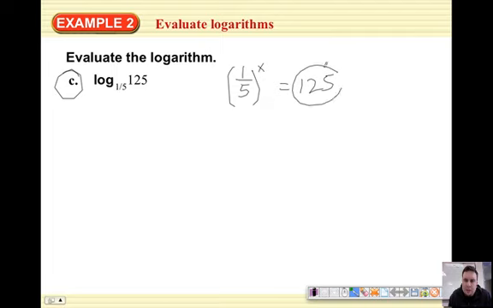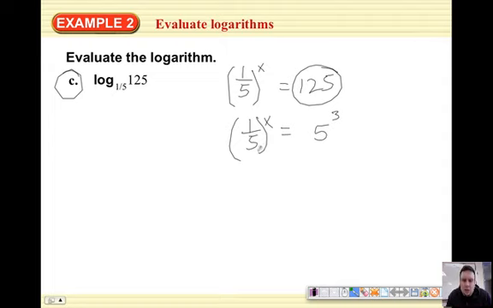Okay, what is 125 the same as? Here's what I do sometimes. 125 is 5 to the third, right? So 1/5 to the power of x equals 5 to the third. This is a different way to think about it. I don't think the book goes this route.